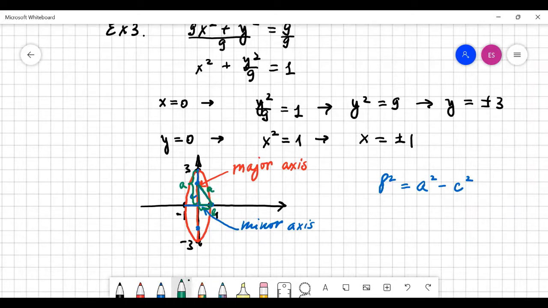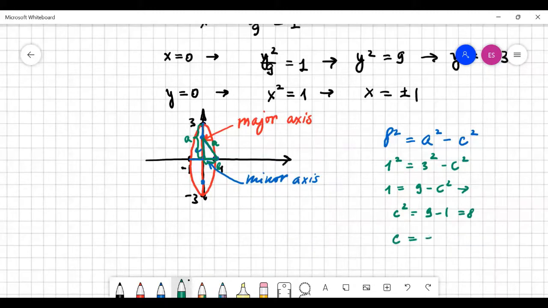And I know that also a is this distance too. So how to find c? Oh, let's just plug everything in here. My b is equal to what? b is half of the short axis, so it equals 1 squared. My a is equal to 3 squared minus c squared. I don't know c. Well, I'm going to just calculate what c is. That's 1 equals 9 minus c squared, from where c squared equals 9 minus 1, right? Which is equal to 8. Or c equals plus minus square root of 8.